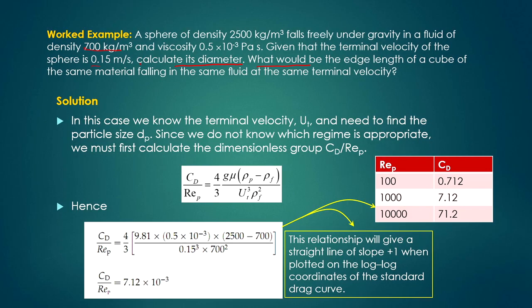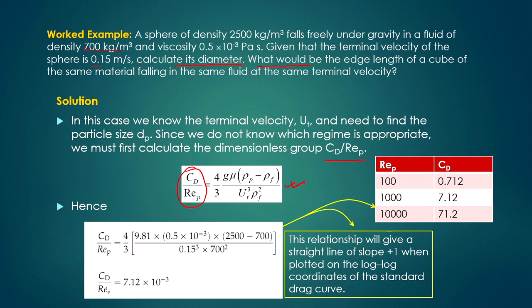So, in this case we know the terminal velocity ut and need to find the particle diameter dp. Since we do not know which regime is appropriate here, we must first calculate the dimensionless group CD by REP, as discussed earlier. So, CD by REP will be equal to what? As per substitution of CD and REP, we are having this value.